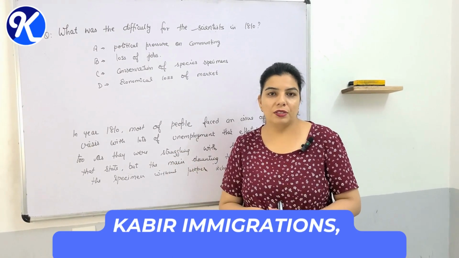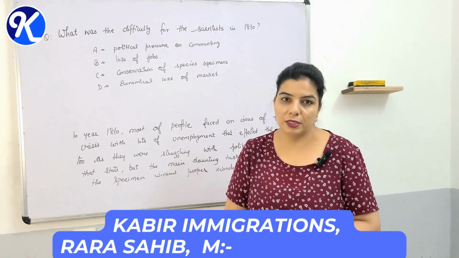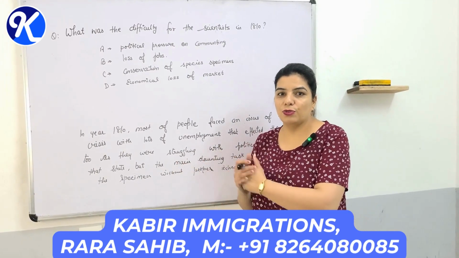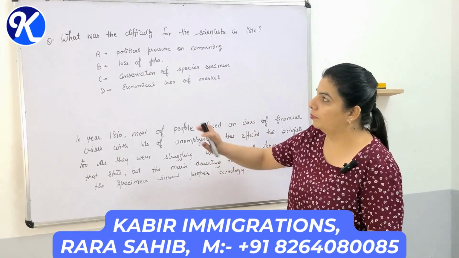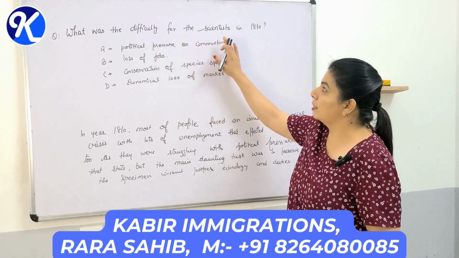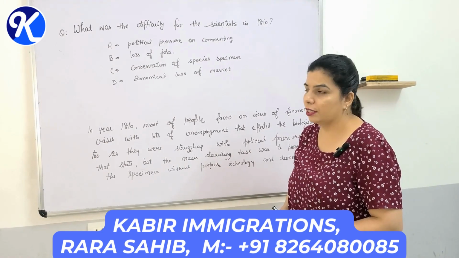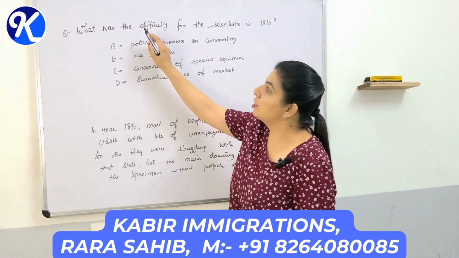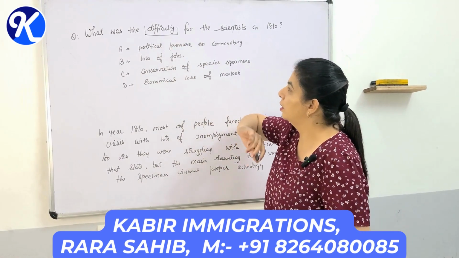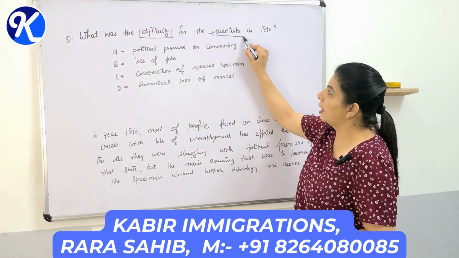The second point which can help you find the answer is in the paragraph only. I have one example: what was the difficulty for the scientist in 1810? So what will be the keyword? According to me, the very first keyword is difficulty. The second keyword is scientist.